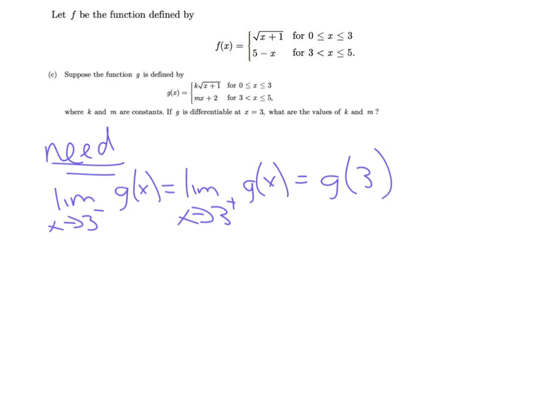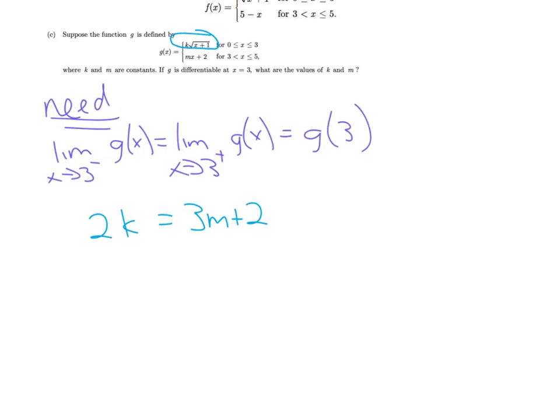G from the left, that's going to be this one. Plug in 3. 3 plus 1 is 4 squared, so that's 2k. And then plug in 3. That'll be 3m plus 2. And then g of 3 is also 2k, so I can stop there. So that's one equation I have.